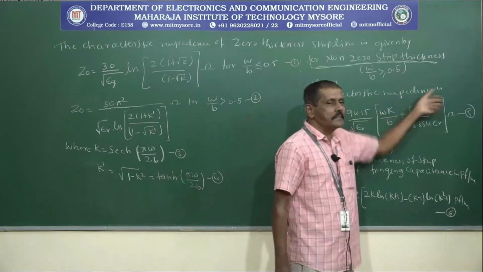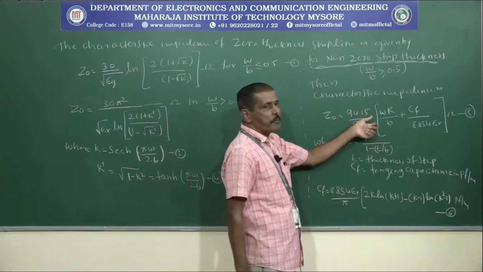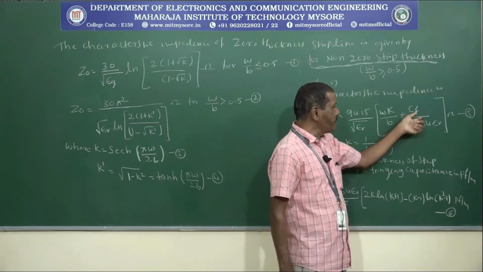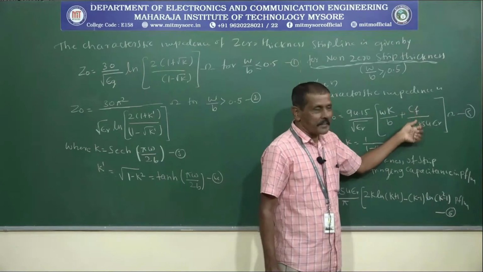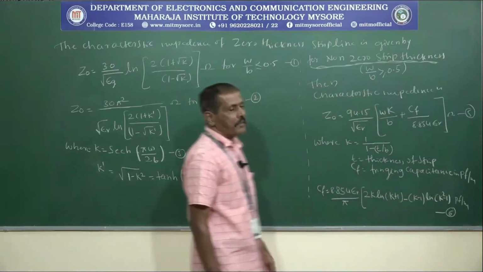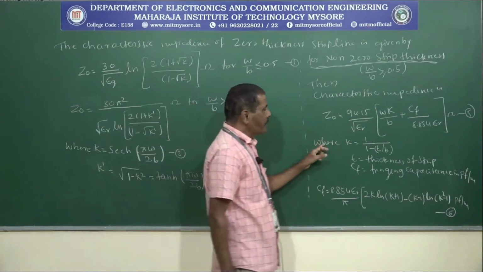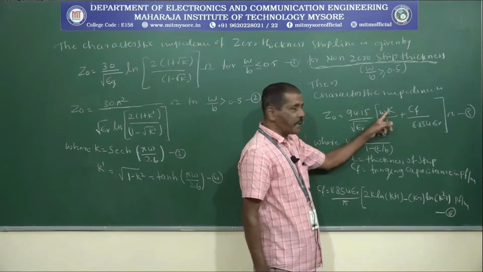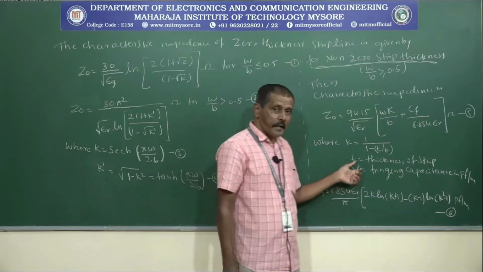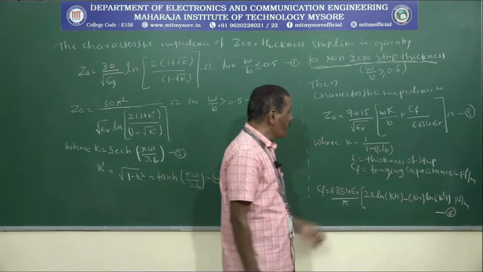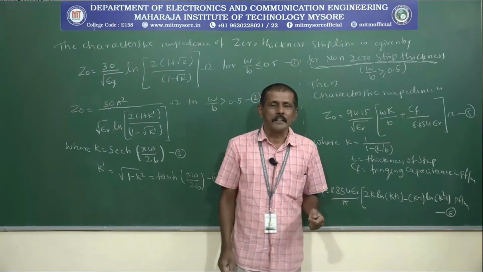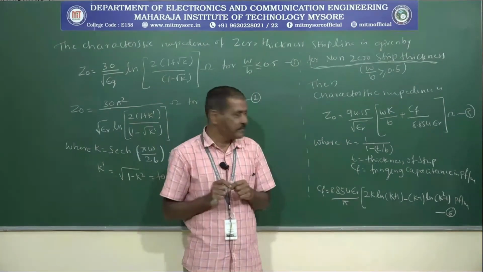Then the characteristic impedance is Z0 equal to 94.15 divided by root of epsilon r, times W into K divided by B plus CF, plus C suffix F 8.854 epsilon r. Call it equation number 5. Here K equals 1 over 1 minus T divided by B, where T is the thickness of the strip and CF is the fringing capacitance, and the fringing capacitance exists at the edges.